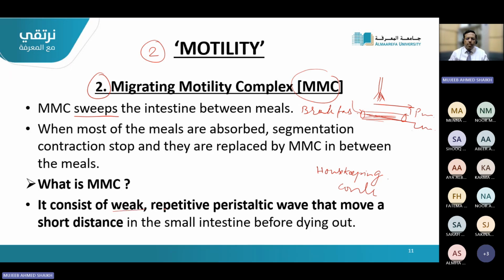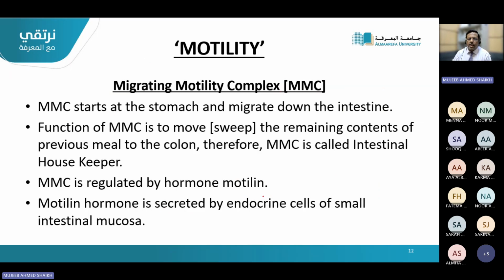It's a weak but repetitive contraction, repetitive and peristaltic. Peristaltic means it is moving. Contractions are moving from one area to another area. That is why it is called peristaltic contraction. A small repetitive peristaltic waves which will remove the food from small intestine and throw it into the large intestine. This is called migrating motility complex. It starts in the stomach and migrates down in the intestine. So that's why it is called the housekeeper contraction.